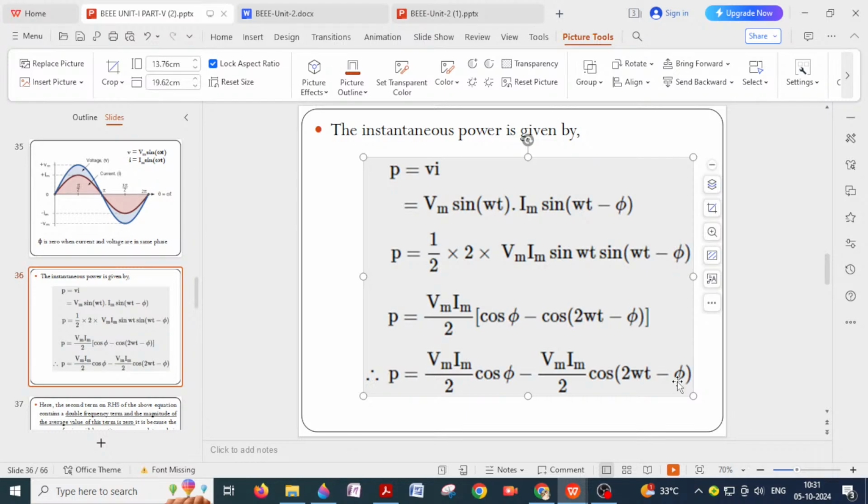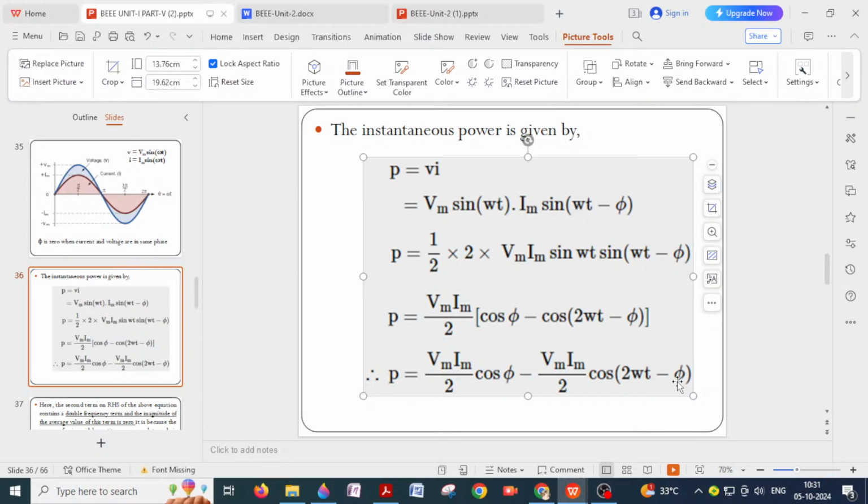You can see omega is multiplied with 2, so we can call this second term the double frequency term. The magnitude of the average value of this term will always be 0, because the average of a sinusoidal quantity over one complete cycle is always 0. Therefore we will neglect this term.